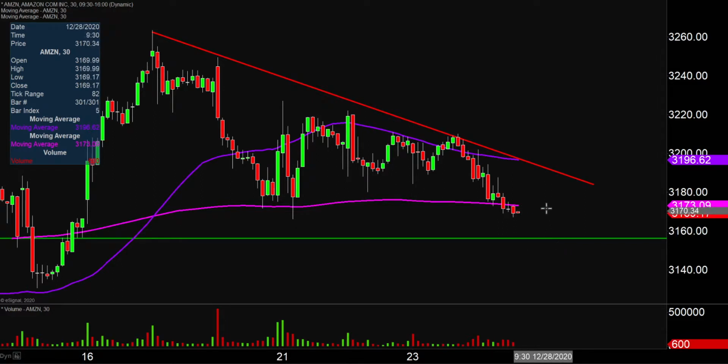But if the price does turn itself around and works its way back upwards, then you still got to deal with that resistance trend line there. But yeah, we'll see how this one plays out next week.